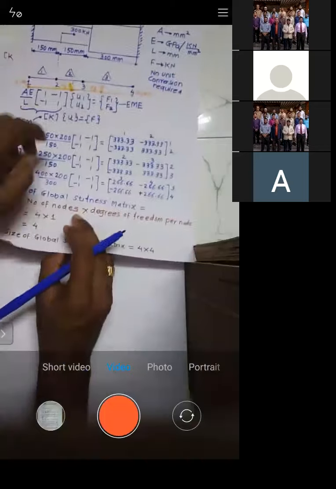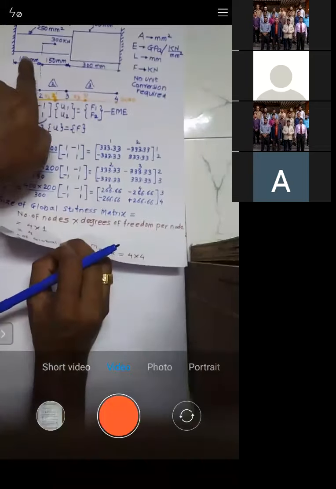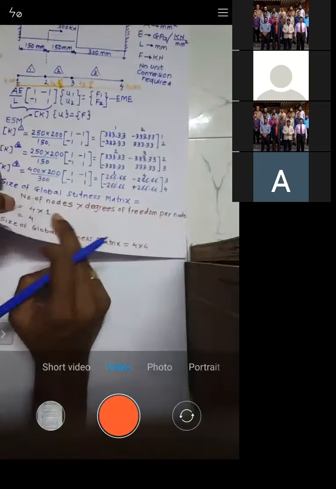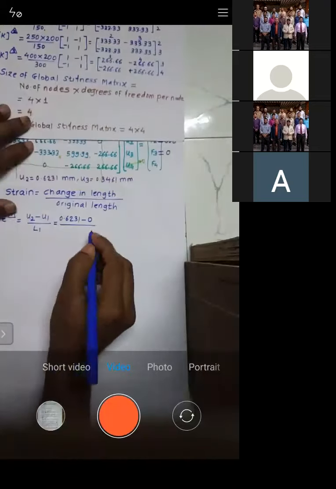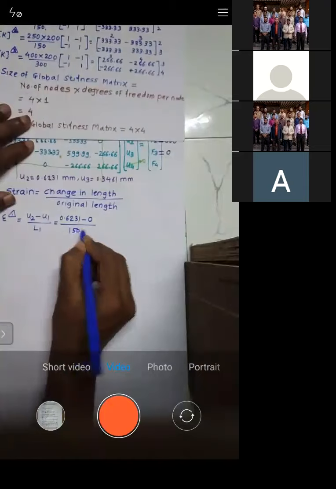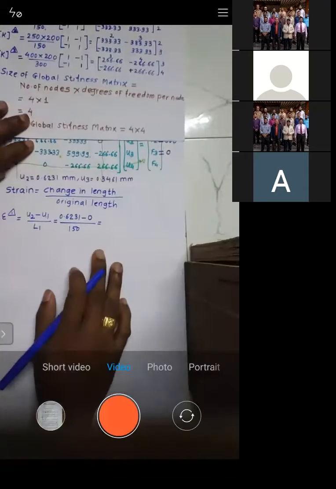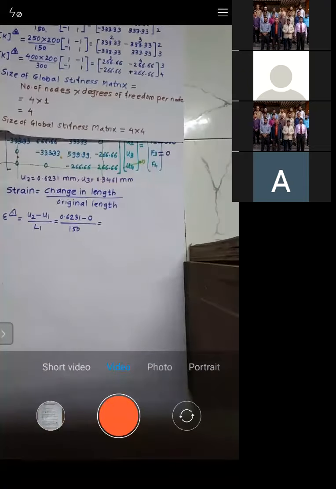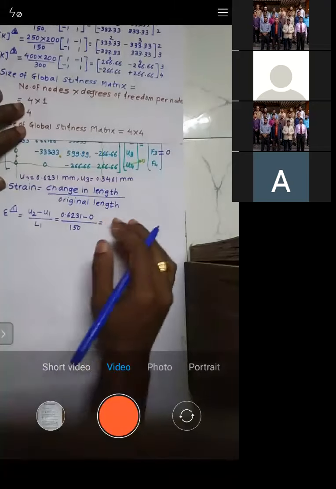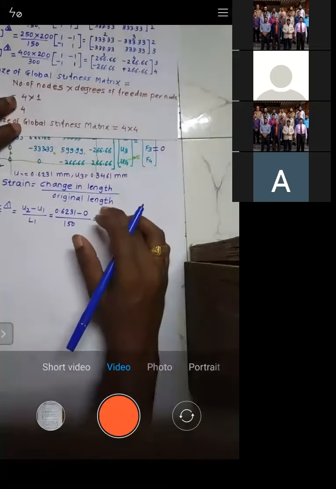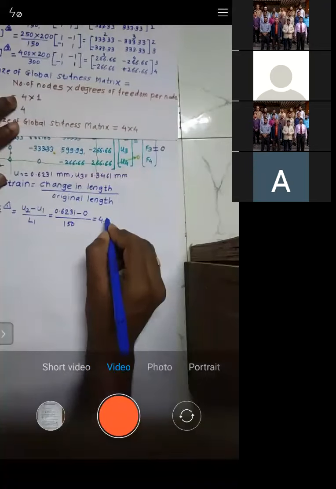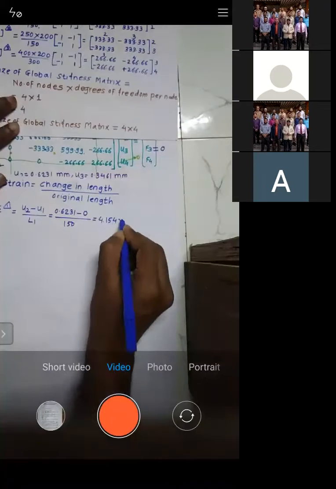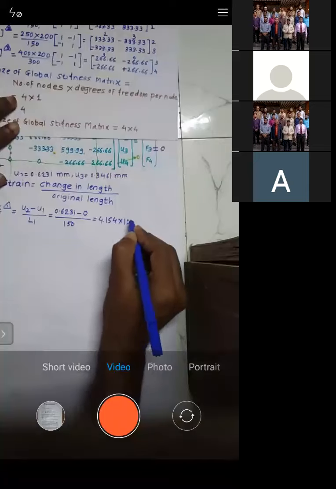What is the length of element number 1? It is 150. So I will enter that upon 150. Now you tell me how much you are getting. 4.154 into 10 raised to minus 3.